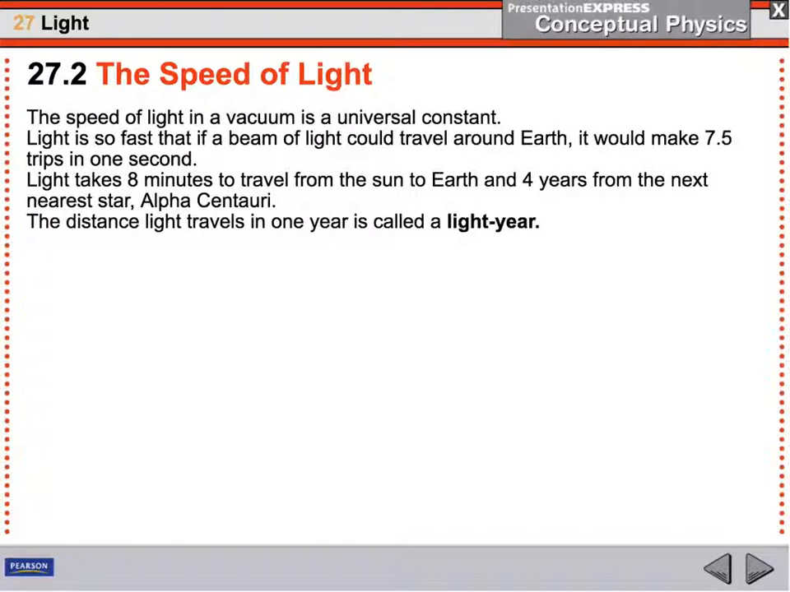The speed of light in a vacuum is a universal constant. Light is so fast that if a beam of light could travel around the Earth, it would take 7.5 trips in 1 second. Light takes about 8 minutes to travel from the Sun to the Earth, and 4 years for the next nearest star, Alpha Centauri. The distance light travels in 1 year is called a light year.